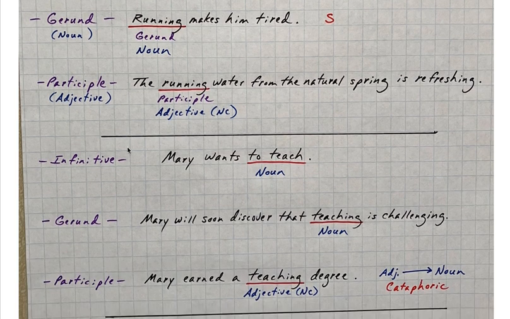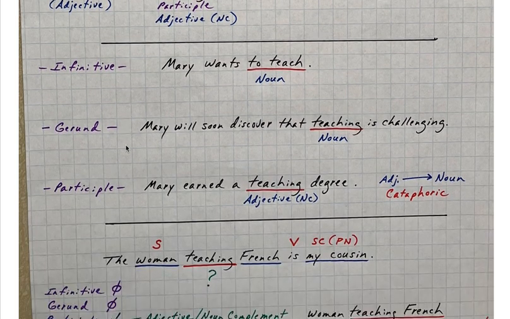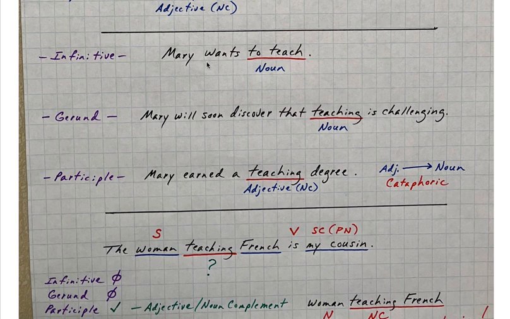Let's look at different examples. Okay, for the infinitive, you have Mary wants to teach. To teach is acting like a noun here. In the gerund verbal, you have Mary will soon discover that teaching is challenging. Teaching here is acting as a noun, not a regular traditional verb. And in the participle verbal, Mary earned a teaching degree. Teaching is functioning as an adjective, or you could call it a noun complement.